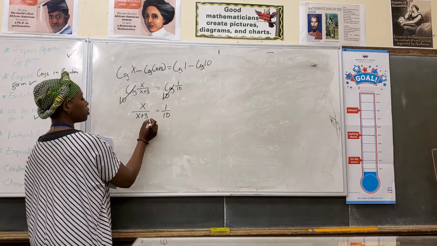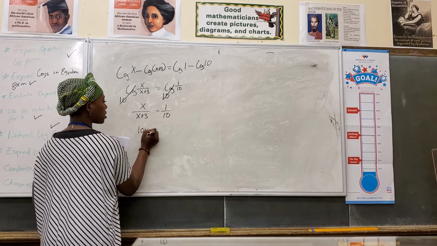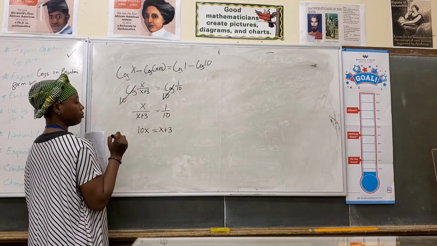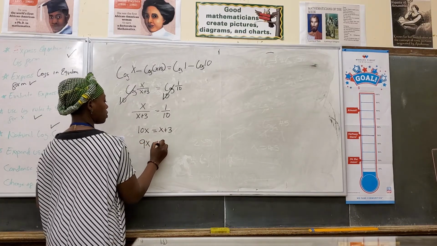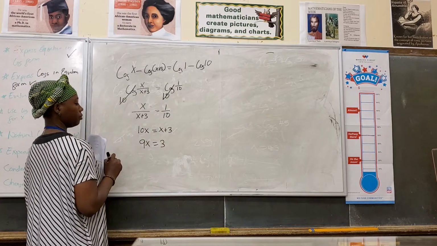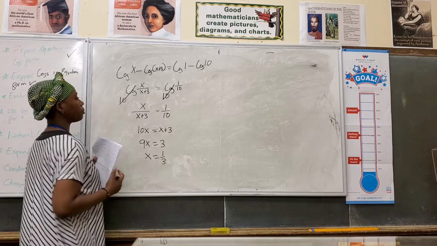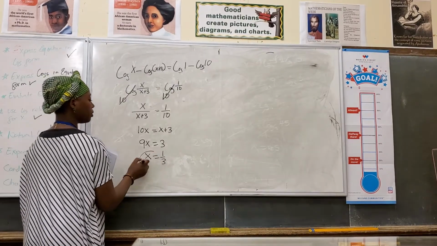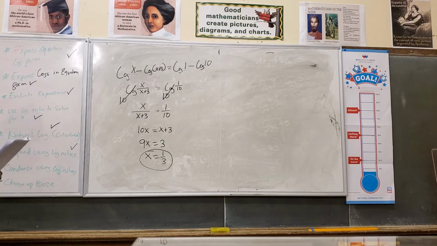And then we can do a little cross multiplying. So I have 10x equals x plus 3. 9x equals 3. x equals 1/3. So x equals 1/3 is my answer.